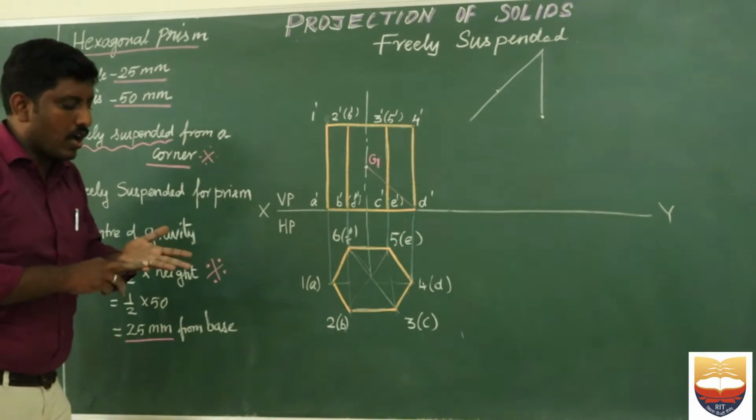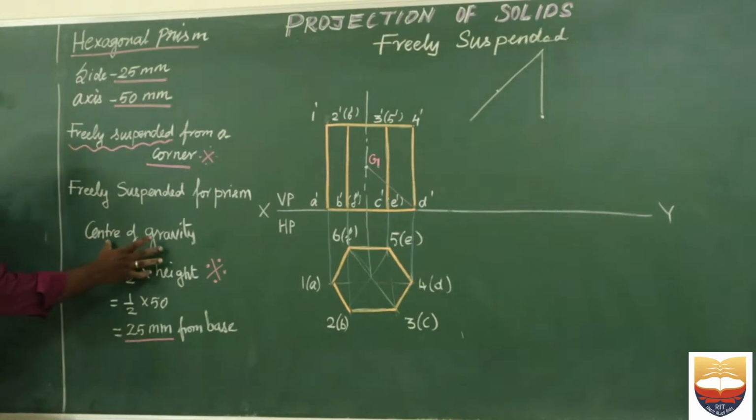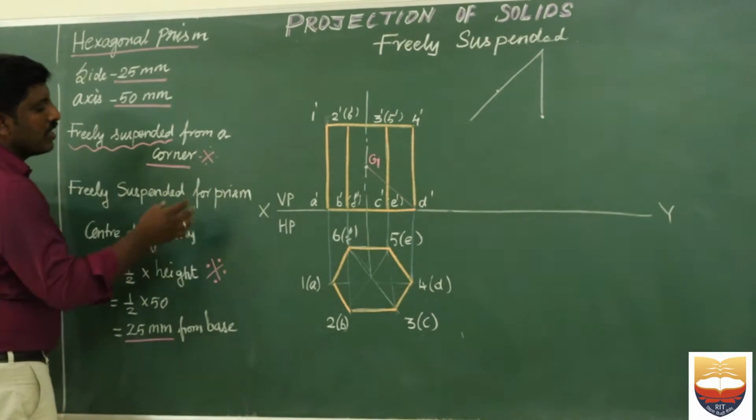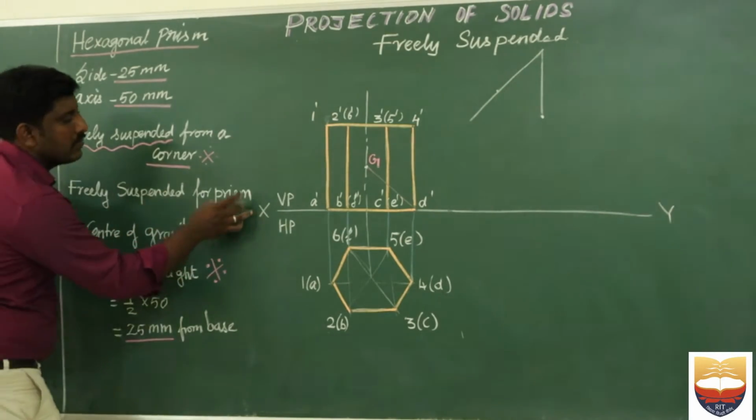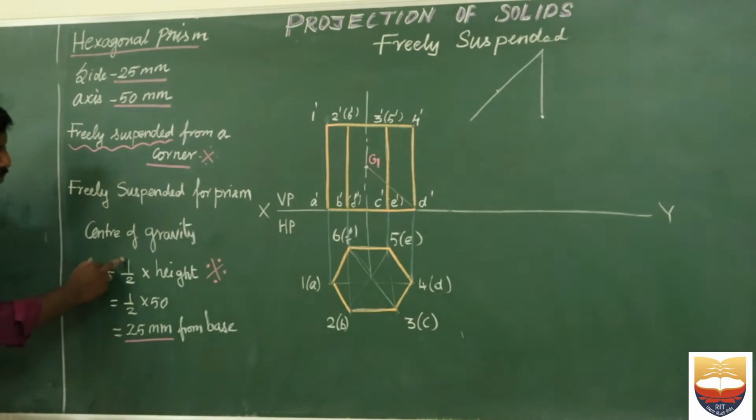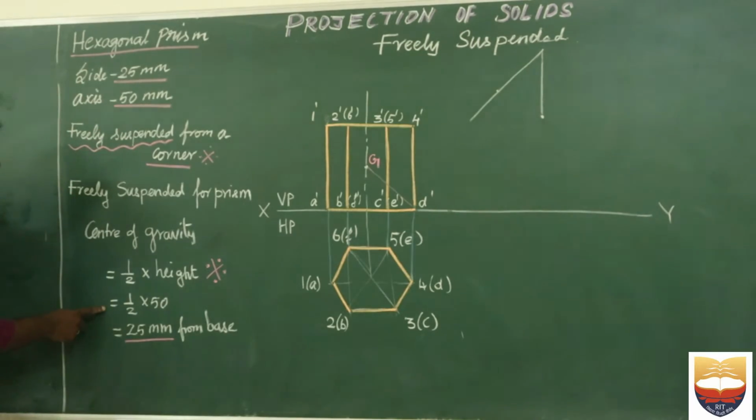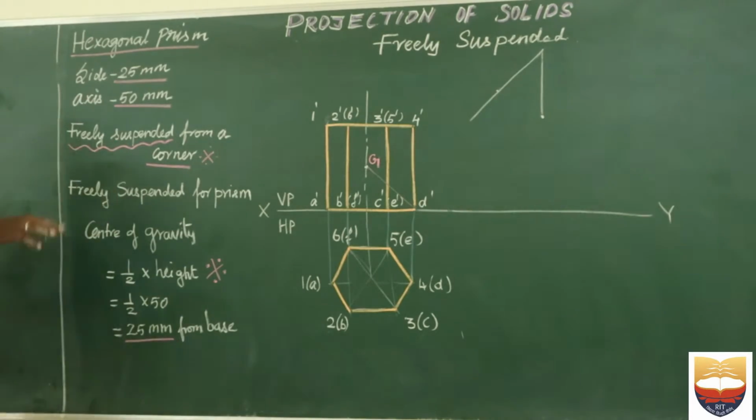As we looked into the previous problem for a freely suspended cone or pyramid, similarly there is a formula to identify the center of gravity for a prism or a cylinder. I make it very clear, this formula can be used for a prism or a cylinder, which is nothing but 1 by 2 times the height. In this problem the height is 50 mm, so the center of gravity of this prism will be 25 mm from the base. Now let us come to the problem.